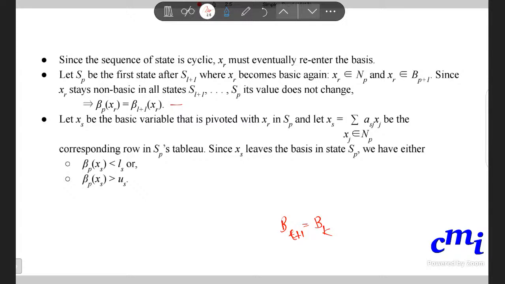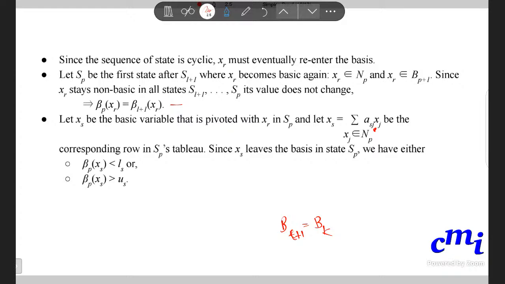So now let XS be the basic variable that is pivoted with XR in SP. So in the state where it goes back, let's assume that XS is the basic variable. Now this is the tableau for XS: XS is equal to the summation over XJ belonging to NP of ASJ into XJ, the corresponding row in SP's tableau. Since XS leaves the basis, we have that beta P of XS should be violating one of its constraints: it is either less than its lower bound or greater than its upper bound.